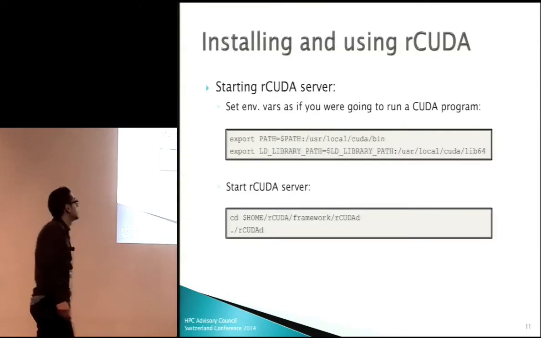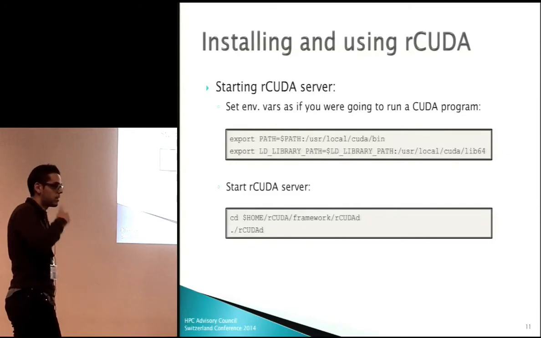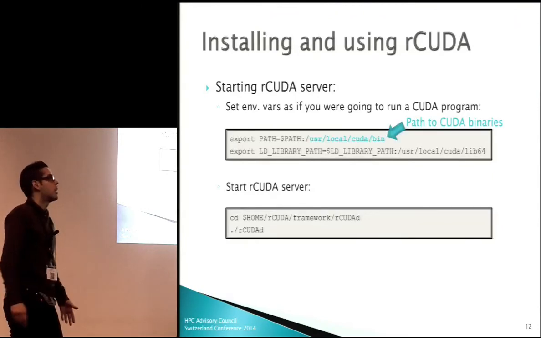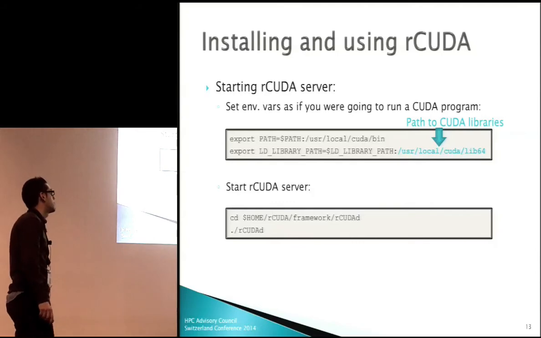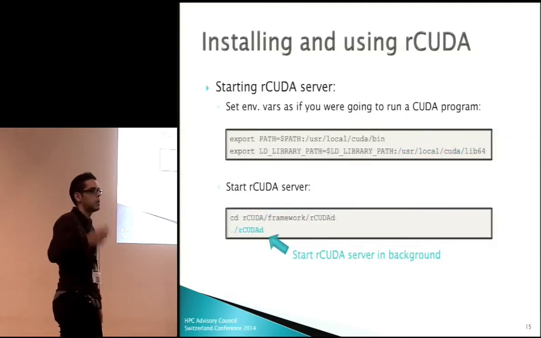So let's start with the use of rCUDA. First of all, I must start a server in a node with a remote GPU, with an NVIDIA GPU. To do that, we mainly do the same thing as if we were to run a CUDA program. That is, we export the path to the CUDA binaries, and we also export the path to the CUDA libraries. Then we just start the rCUDA daemon, which automatically starts in the background, and that's all.